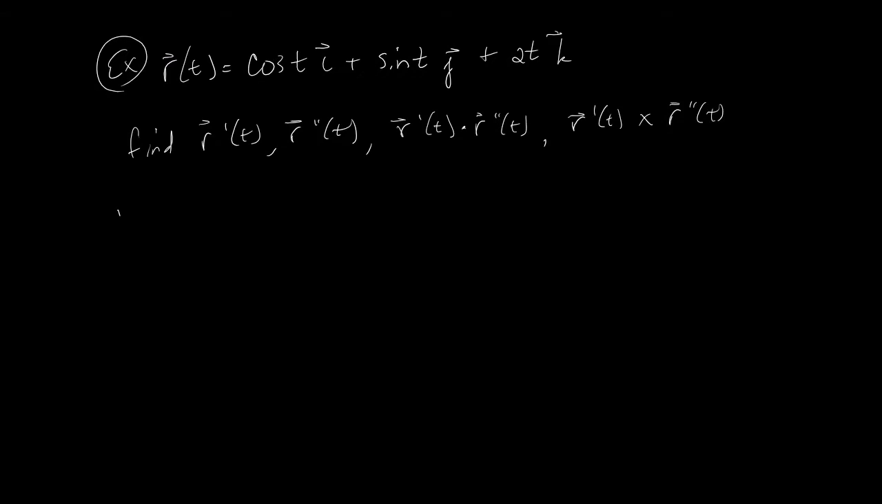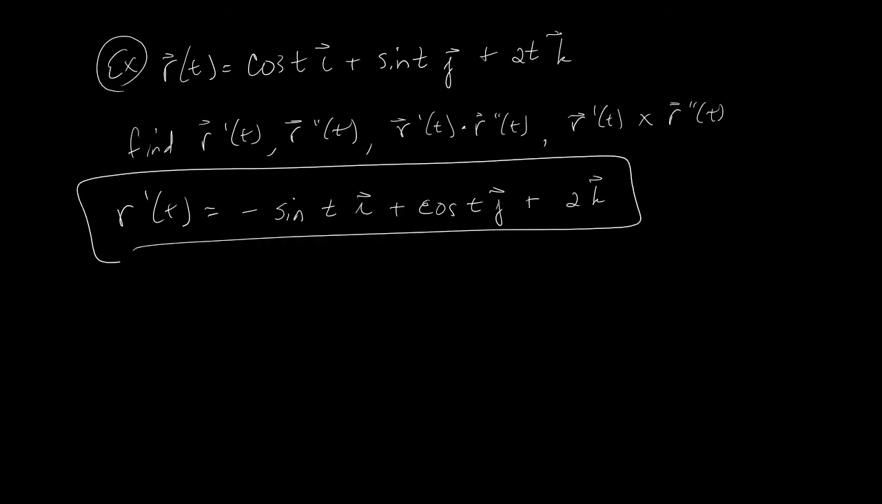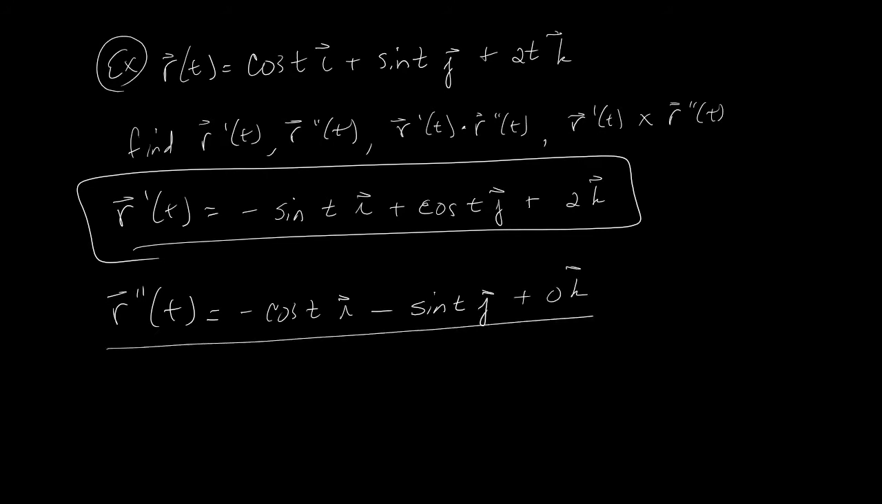So r prime of t is going to be negative sine of t in the I direction plus cosine of t in the j direction plus 2 in the k direction. Now r double prime of t. There we go. We take the derivative again, and we get negative cosine of t in the I direction minus sine t in the j direction plus 0 in the k direction.